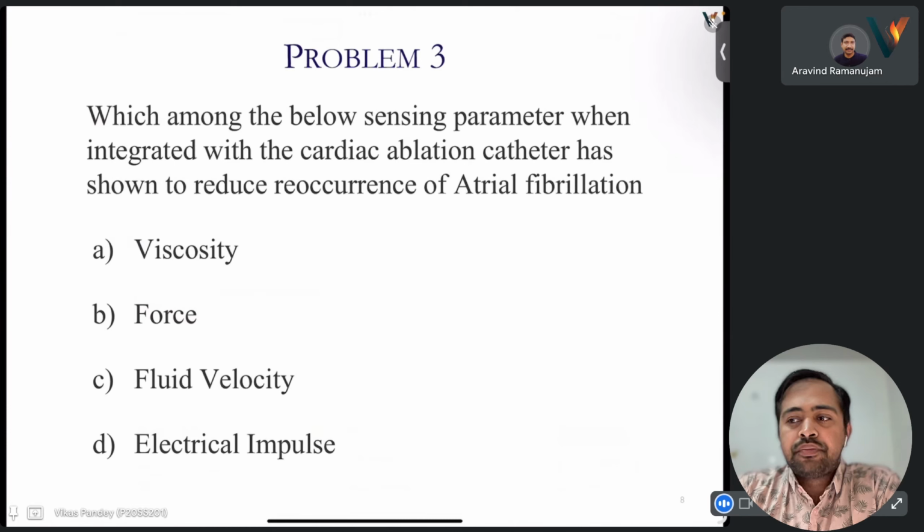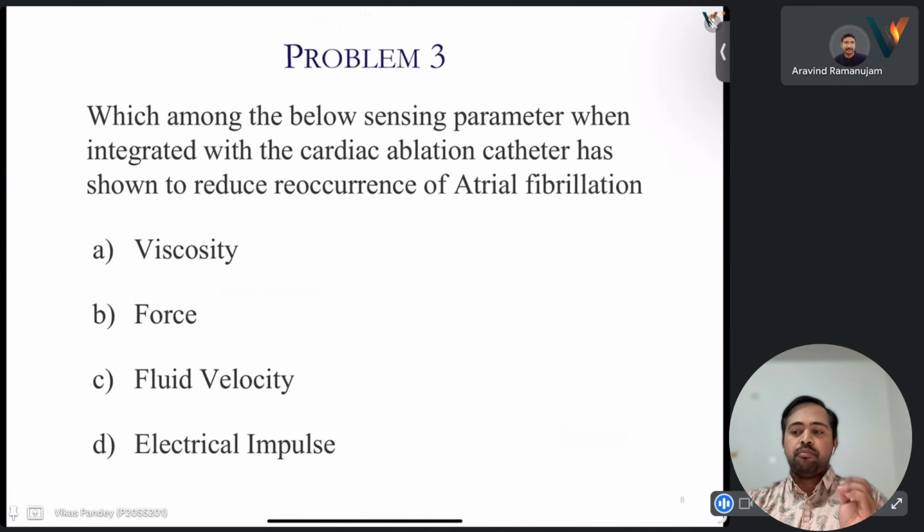Any answers? Contact force has to be measured. Contact force. And why contact force? Why is it so important? What you said is that if the catheter is inserted in the heart, it will not ablate more or less. Yes, we want a very optimized and perfect ablation.